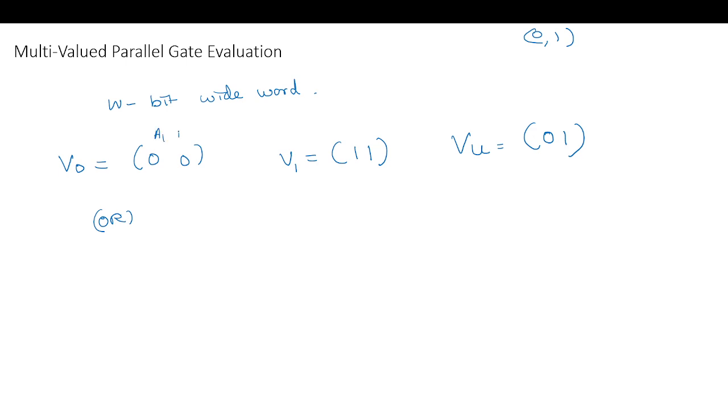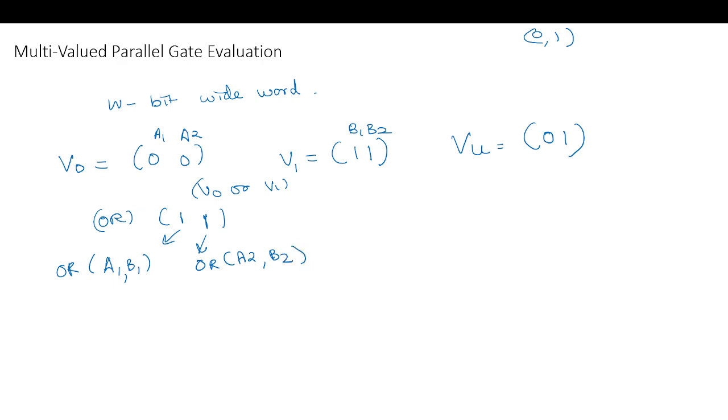If this is A1, A2 and B1, B2, then we will perform the OR. For example, if we perform OR between V0 and V1, it will be 1, 1. This means we perform the OR operation on A1 and B1, and the OR operation on A2 and B2.